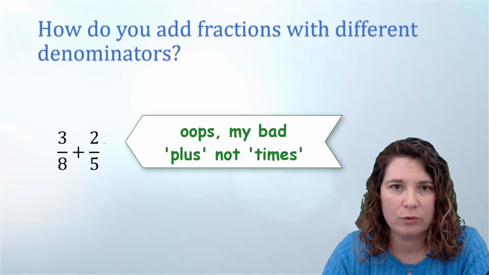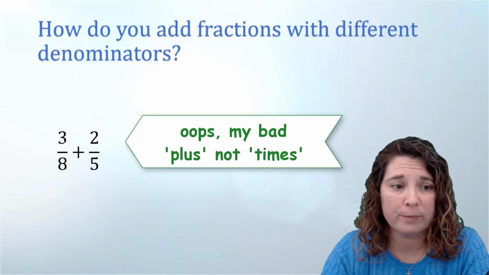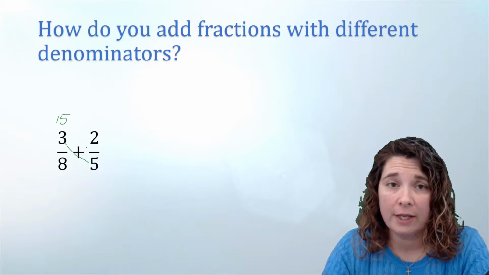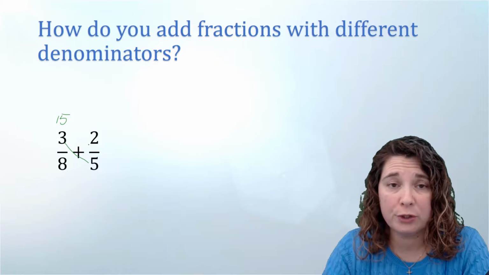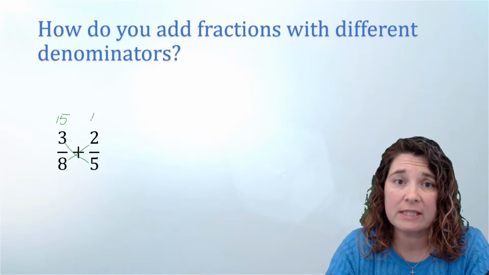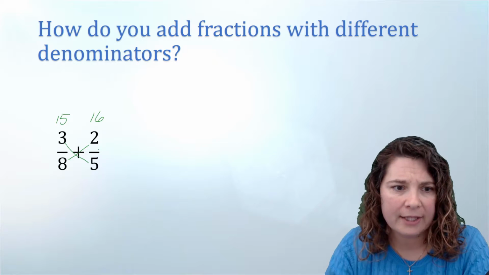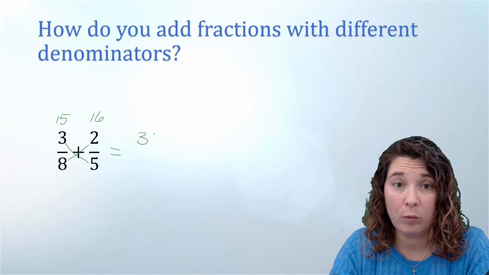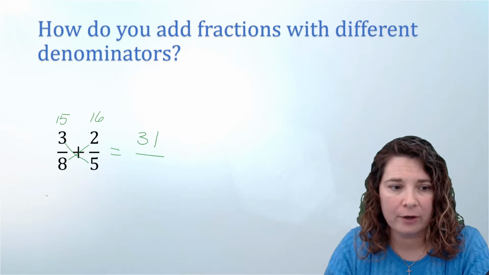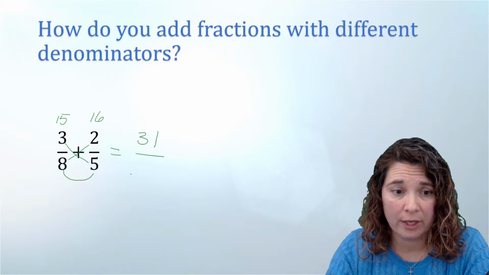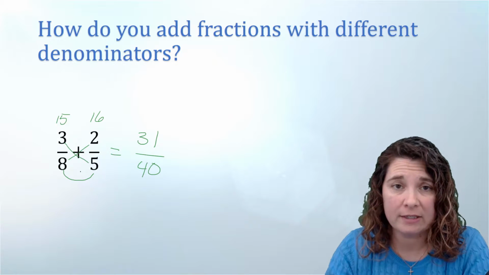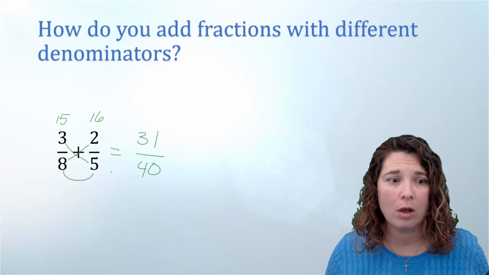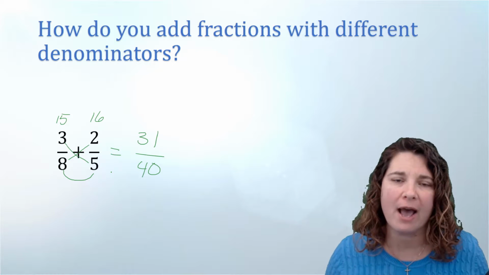3/8 plus 2/5. Cross multiply the 3 and the 5, and we get 15. Then we're going to cross multiply the other direction, the 2 and the 8, and that gives us 16. Then we're going to add these two together. 15 plus 16 gives us 31. Then our denominator is, we're going to multiply the two denominators together to give us 40. 8 times 5 is 40. And this is our answer. Woohoo, right? So simple, so fast.